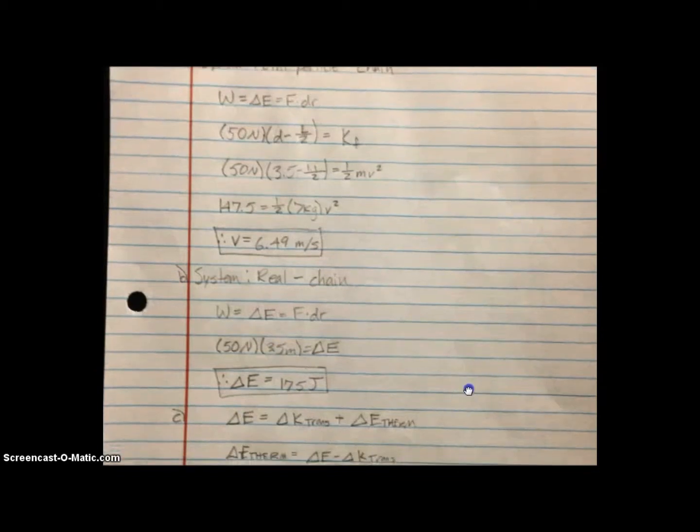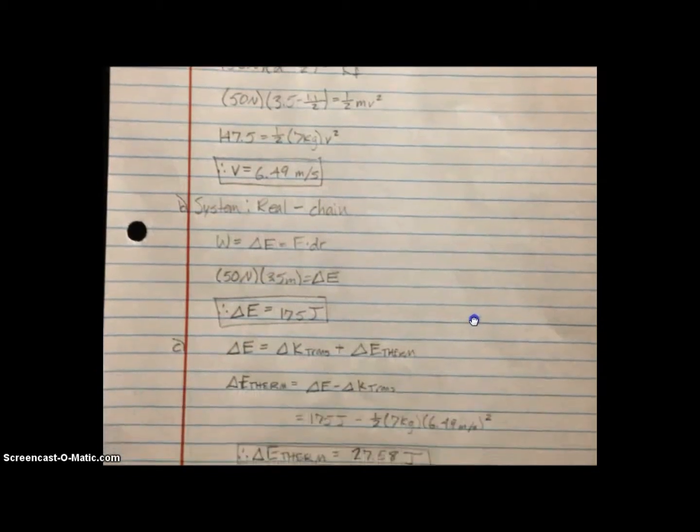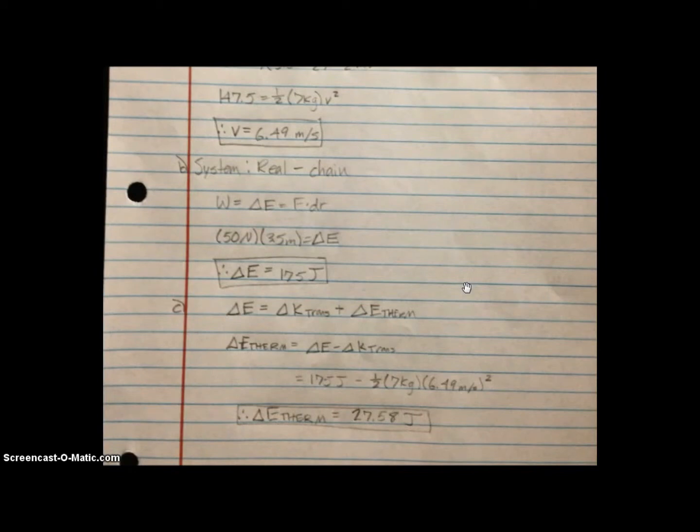Next, we're looking to find the change in thermal energy. To do that, we know that the total change in energy is equal to the change in translational kinetic energy plus the change in thermal energy. We already know the change in total energy, and we can find the change in translational energy pretty easily.